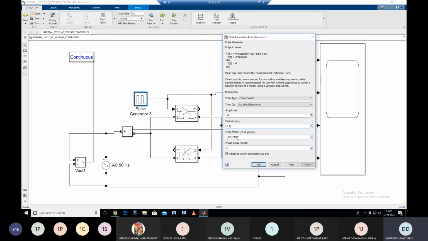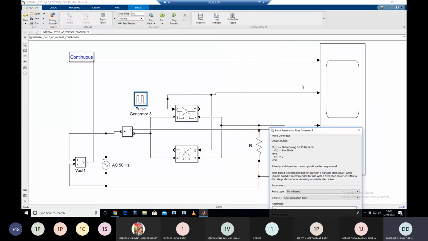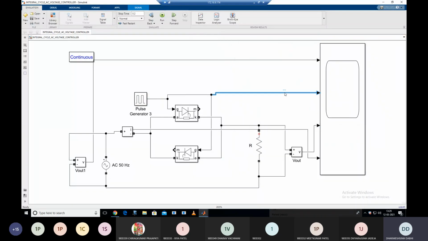So what is the pulse width of this period? That is 3 by 5 multiplied by 100, that is the period of the first 3 cycles, in percentage. We also see this waveform in this scope. You can see that the second parameter measured in this scope is the gate pulse. The first parameter that we measure is the supply voltage. The third parameter is the output voltage. And the fourth one is the supply current. Here again the supply current and load current are both the same. Clear? So let's run this simulation and check the output voltage waveform.